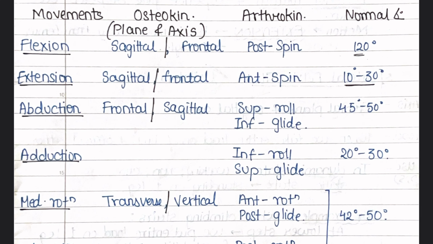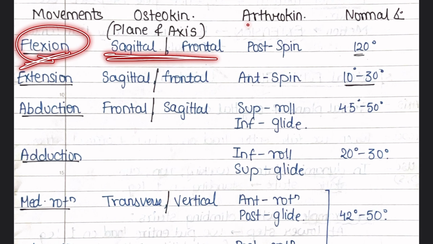Now the arthrokinematics. When they ask you about osteokinematics, you have to write about the movement and the plane in which it is taking place. But when they ask about arthrokinematics, it means the minute movements occurring inside the joint which are not visible to the eyes. In a diseased condition or any disability of a joint, arthrokinematics are mainly disturbed.